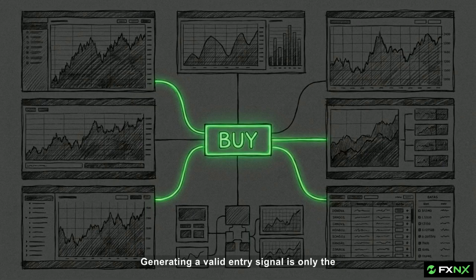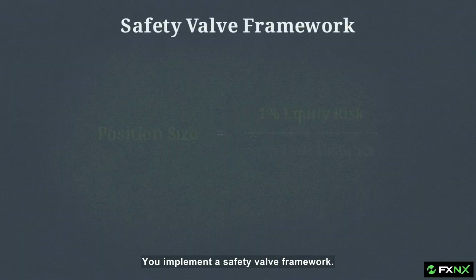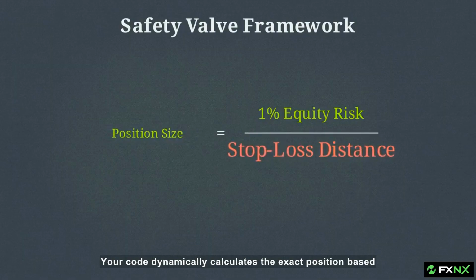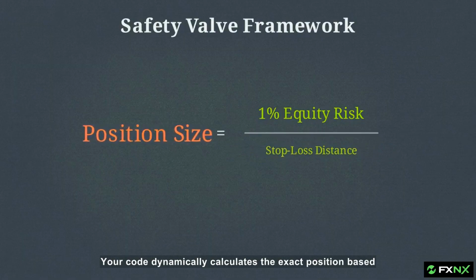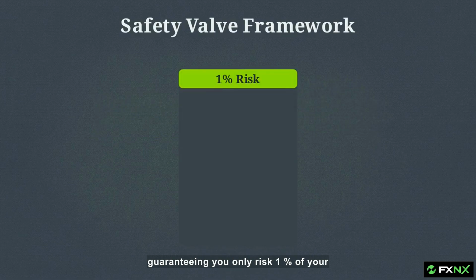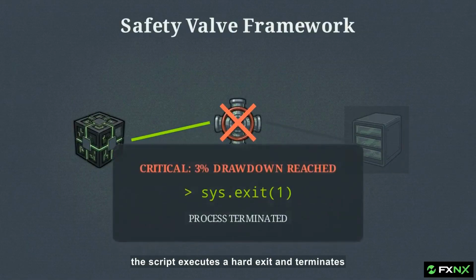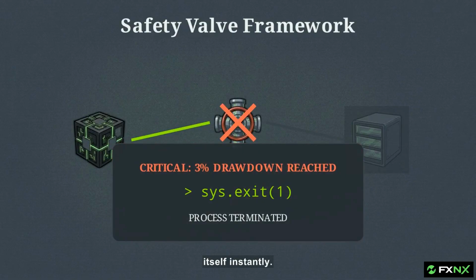Generating a valid entry signal is only the first step. If your position sizing is incorrect, or the broker's server rejects your order, that perfect setup becomes a liability. You implement a safety valve framework. Your code dynamically calculates the exact position based on stop-loss distance, guaranteeing you only risk 1% of your equity. For flash crashes, if your account drops 3%, the script executes a hard exit and terminates itself instantly.